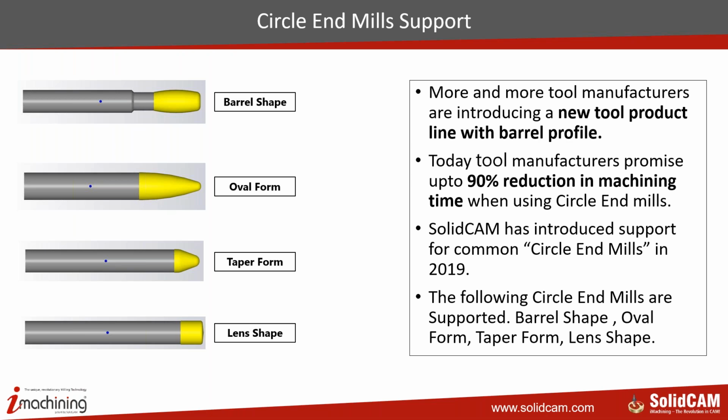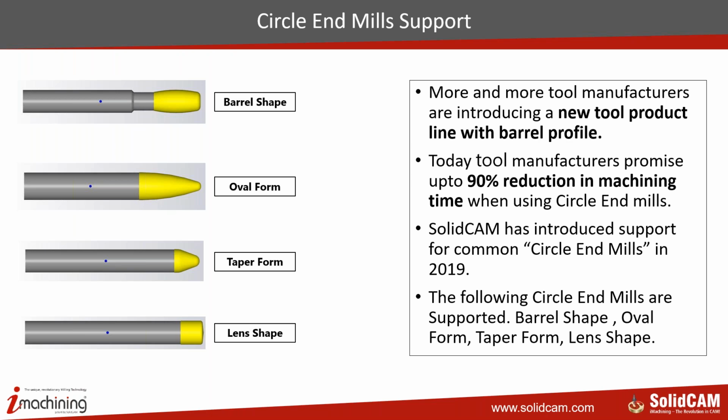And then you have an oval form, which has basically 2 radiuses, one large radius and one tip radius. And then we have a taper form, where you have, again, a very large radius, but it's not tangent to the shaft. You need another 3rd radius to make it tangent. And then you have a lens shape, which has a very large radius at the bottom. So you have these 4 shapes that are currently supported inside SolidCAM.